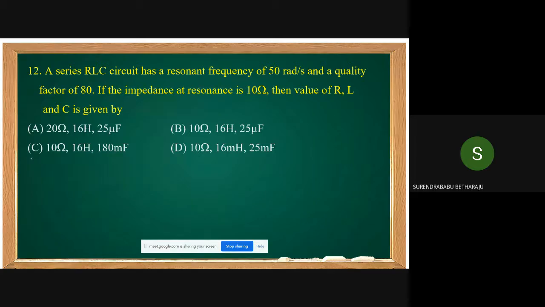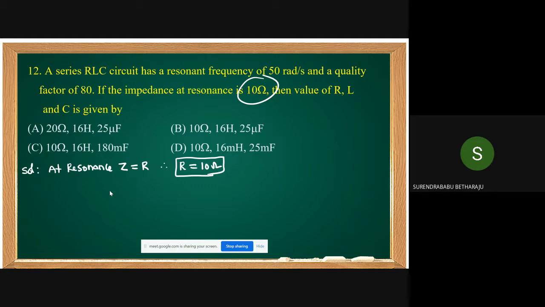We can easily find the resistance value because at resonance, what is the condition? At resonance, Z equals R. Impedance is already given as 10 ohms. That's why R equals 10 ohms. We got the resistance value easily. Impedance is given, but you want to find the resistance, and at resonance impedance equals resistance. That is R equals 10 ohms.